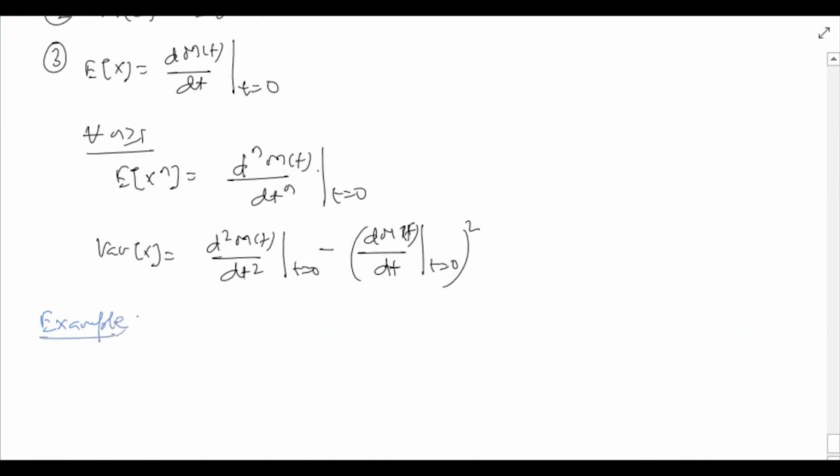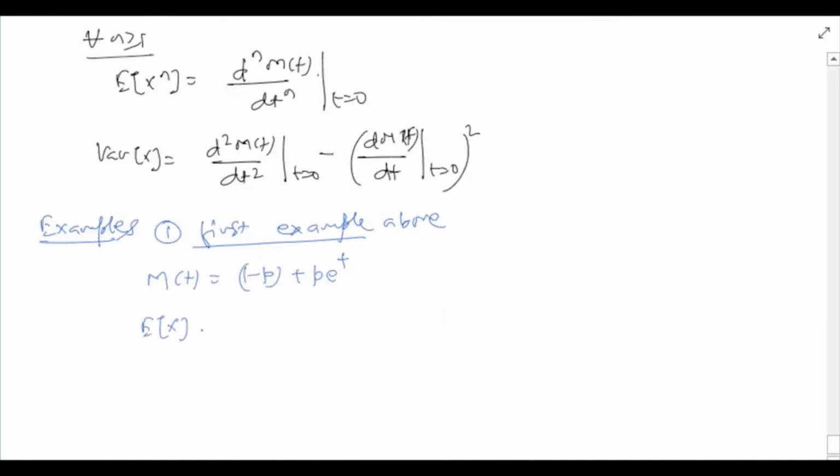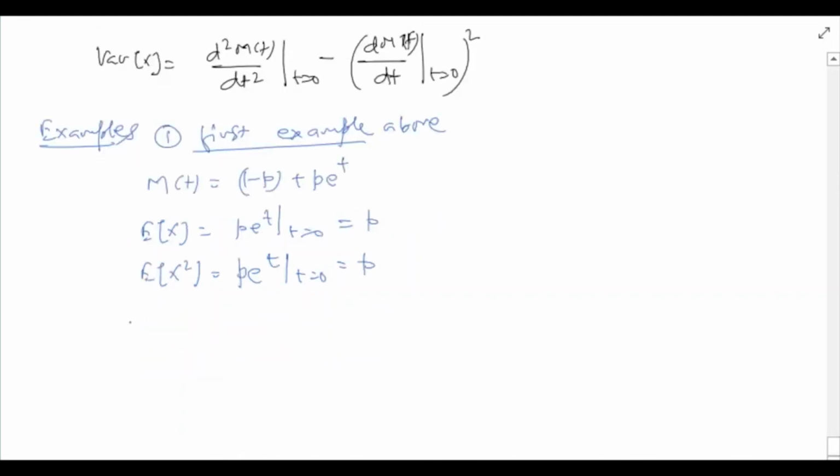We will revisit the examples that we have seen above. So first example above. Recall that in the first example above, the moment generating function was 1 minus p plus p e raised to t. So the expectation of the random variable X can be obtained as the derivative of the moment generating function, that is p e raised to t evaluated at t equals 0. So this is p. The second moment can be obtained as the second derivative of the moment generating function, that is again p e raised to t evaluated at t equals 0. So this is also p, and so as before, the variance is p times (1 minus p).